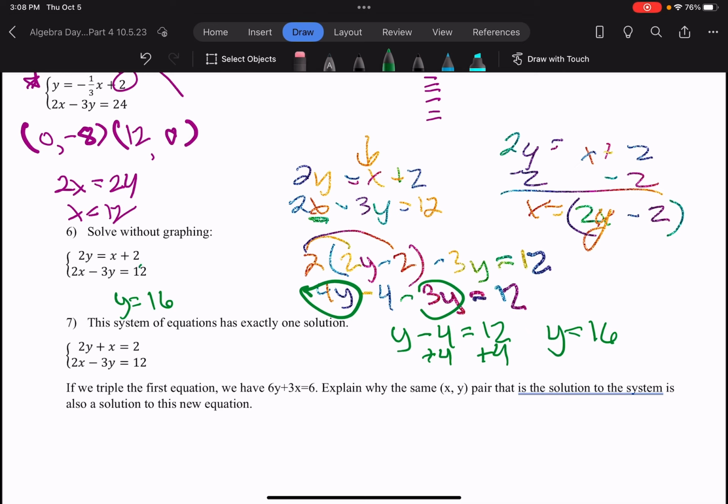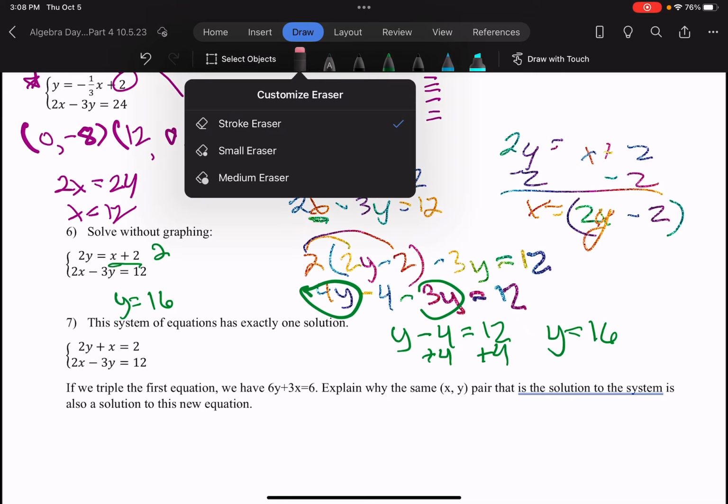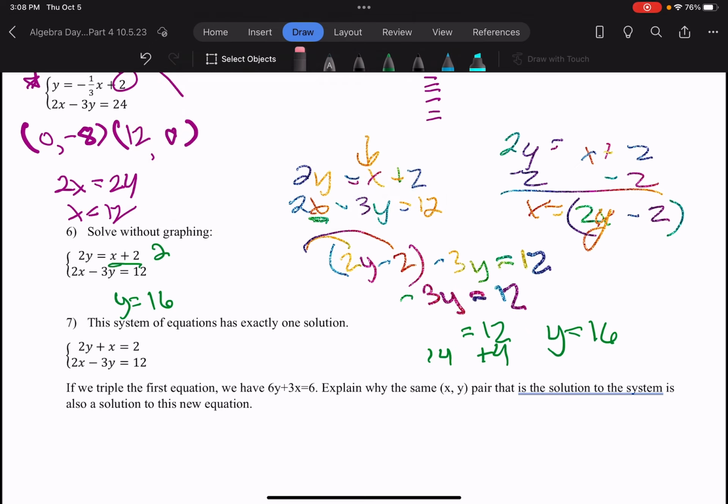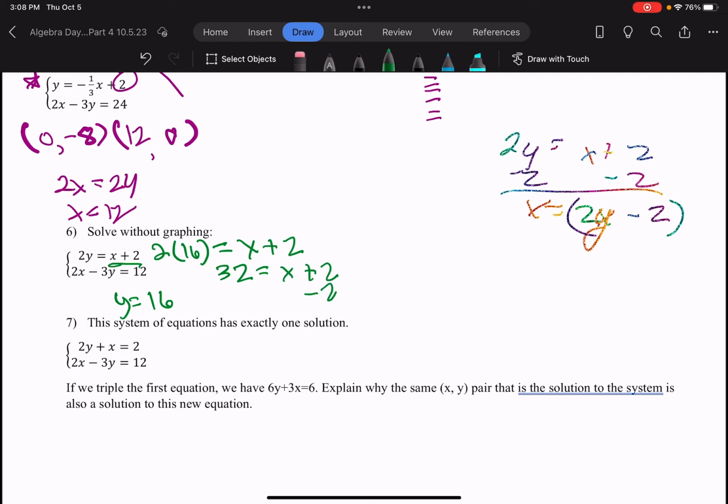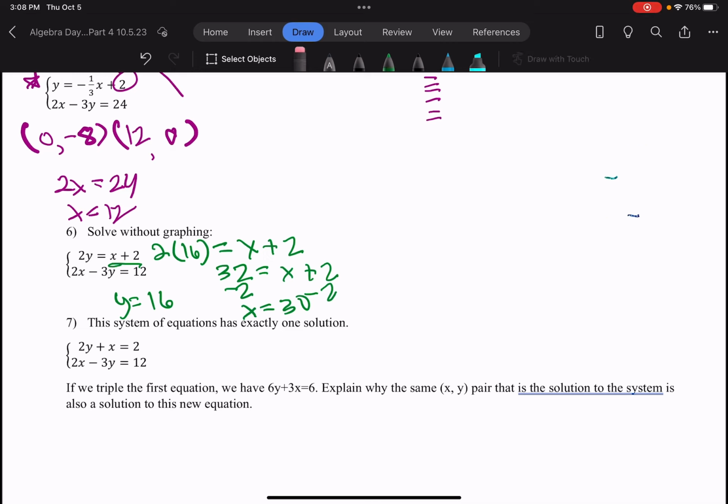And then I want to solve for x. So if I plug in, and this is actually where a lot of you are making mistakes because you're not writing it out. You're trying to do it in your head, which I love and appreciate your mental math, but I need you to write these things out. So 2 times 16 equals x plus 2. 2 times 16 is 32 equals x plus 2. Subtract 2 on both sides, and therefore x equals 30. Now you have a solution. So that's the one way to do it, through substitution.